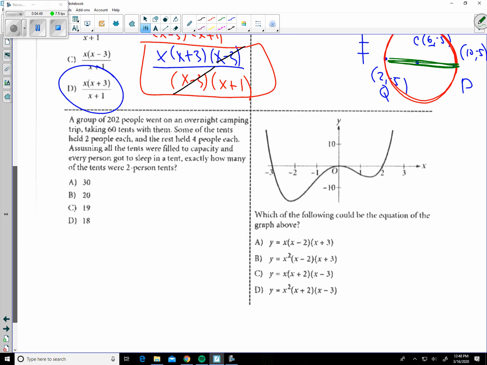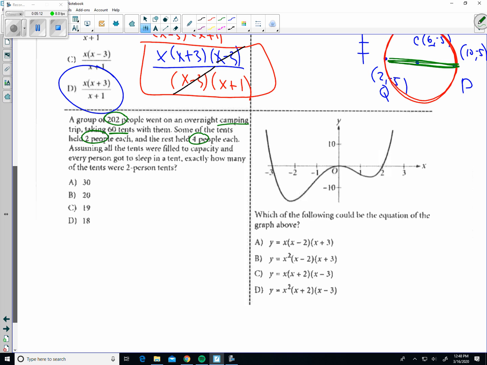Bottom left-hand corner, we have 202 people going on a camping trip. They brought 60 tents. Some of the tents are for 2 people and some of the other tents are for 4 people. Assuming all the tents were filled to capacity and every person got to sleep in a tent, exactly how many of the tents were 2-person tents?